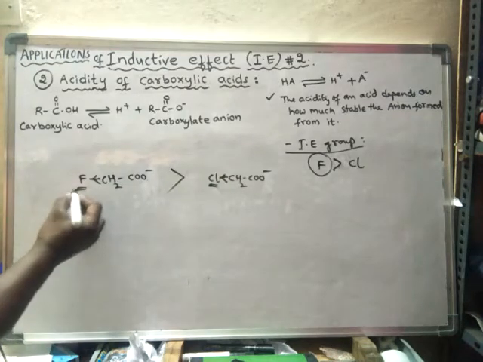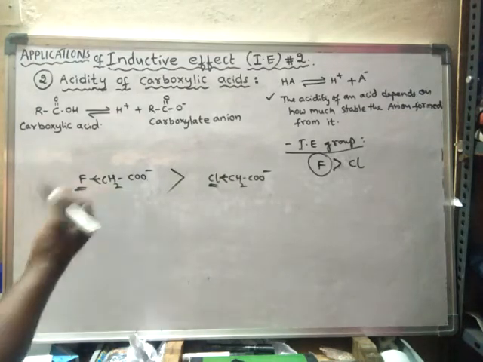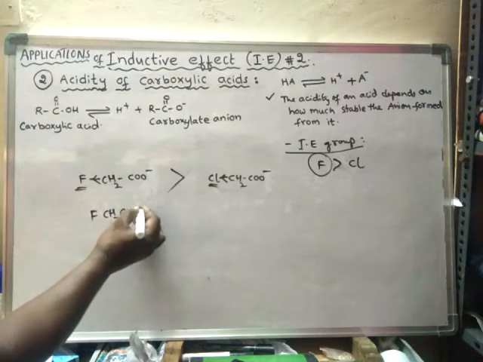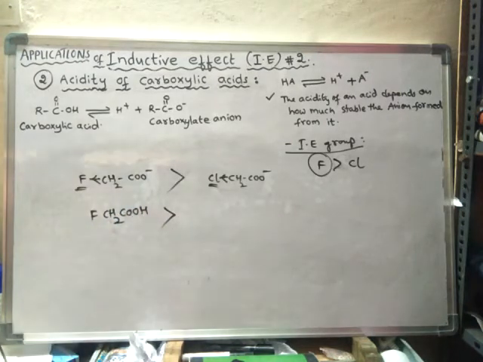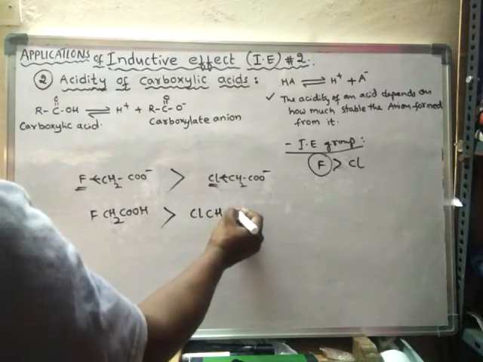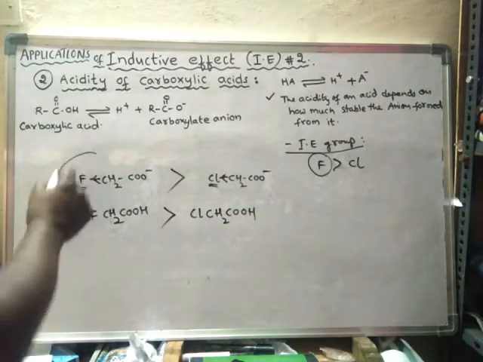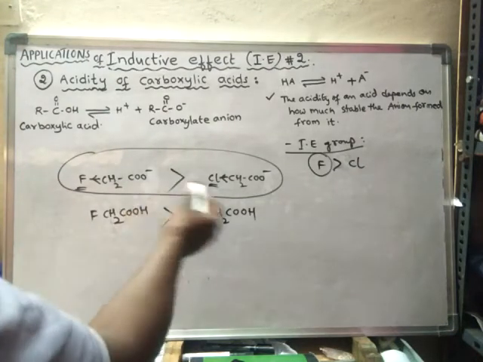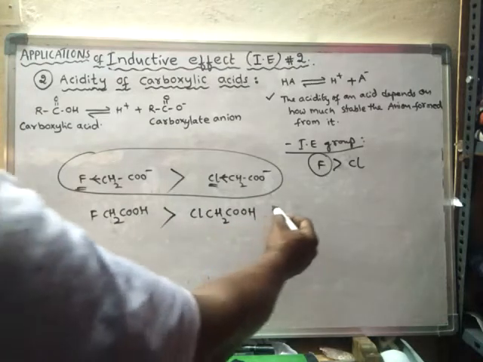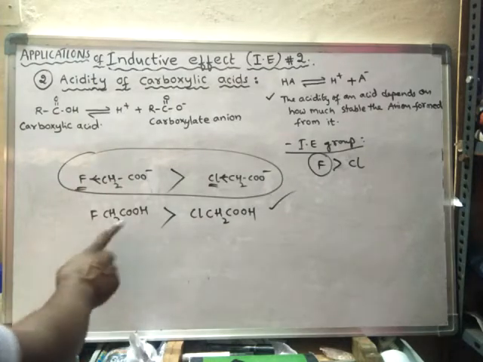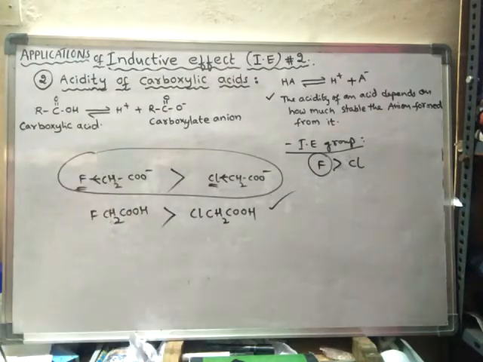Hence the acid from which this is formed, CH2FCOOH, fluoroacetic acid, is a stronger acid, having more acidic nature than chloroacetic acid. So by comparing the stability of the anion formed from the acid, the acidity of the acid can be judged. Fluoroacetic acid is a stronger acid than chloroacetic acid, because fluorine is a more minus I effect group than chlorine.